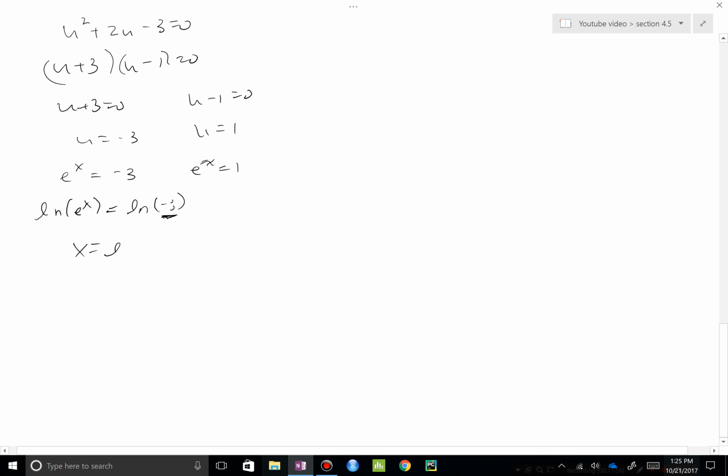So if you have x equals ln of negative 3, this is garbage. So e to the x equals 1. ln both sides. x equals ln of 1, since that's going to undo this. And then, oh look, this simplifies. E to what exponent is 1? 0. Your only answer for this entire polynomial is 0.